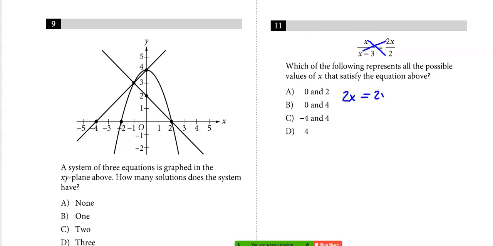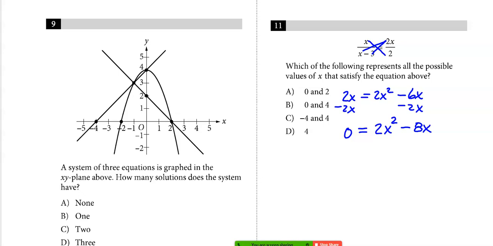2x times x is 2x squared. 2x times the negative 3 is negative 6x. So we have a quadratic. We have an x squared in there. So the rule is pretty much always set one side equal to 0. So I'm going to minus that 2x from both sides. So I'll get 0 equals 2x squared minus 8x. And I think I'm going to have to factor a greatest common factor out.